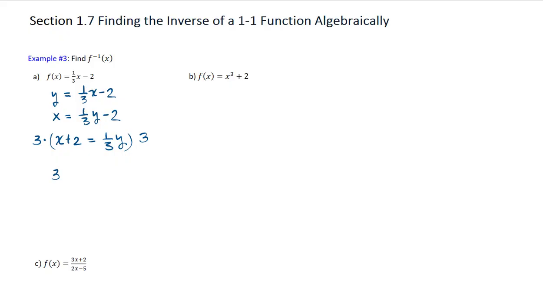So on the left side, we have 3 times the quantity x plus 2, which is 3x plus 6, and the 1/3 and 3 multiplied to 1 on the right-hand side, which gives us simply y. And now step 4, replace y with its inverse notation. And we get the inverse function in terms of x as 3x plus 6. So these are the 4 simple steps that we can apply to solve the inverse of any one-to-one function.